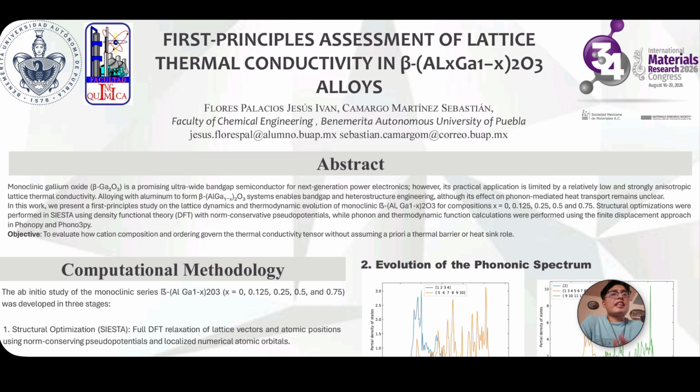In this poster presentation, we will cover 5 sections. In the first part, we begin with a brief introduction to beta phase gallium oxide, also known as monoclinic gallium oxide, which is an extremely promising ultra-wide bandgap semiconductor for next-generation power electronics. However, its practical application is limited by a relatively low and highly anisotropic bulk thermal conductivity.